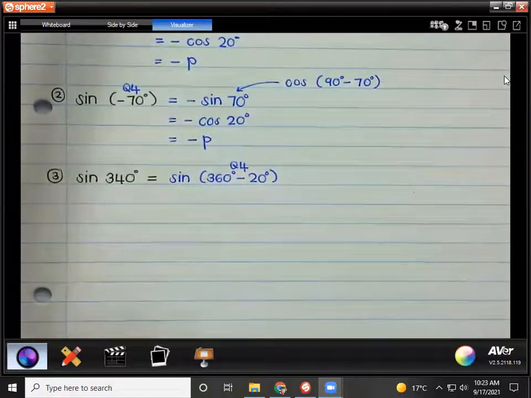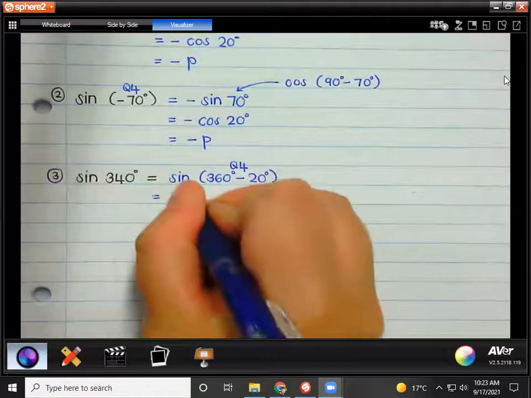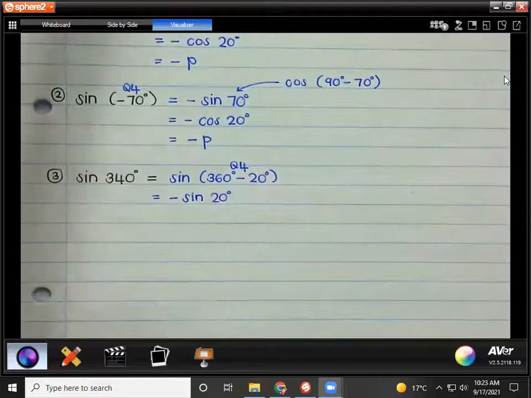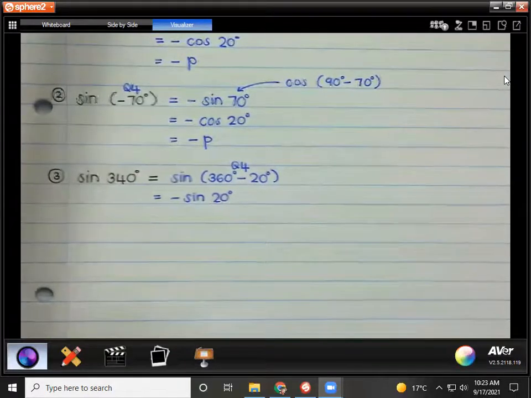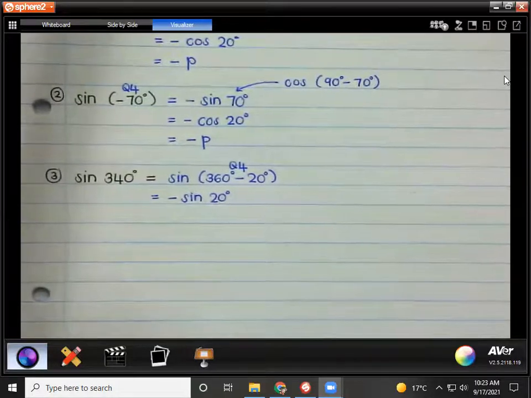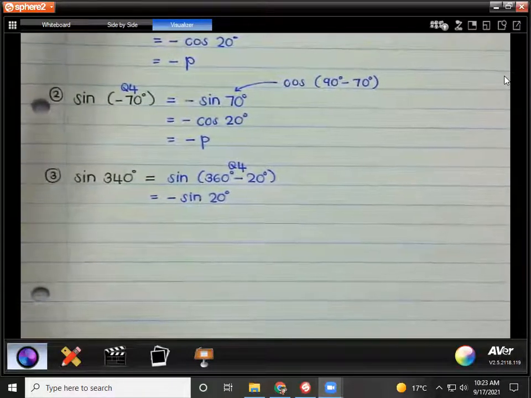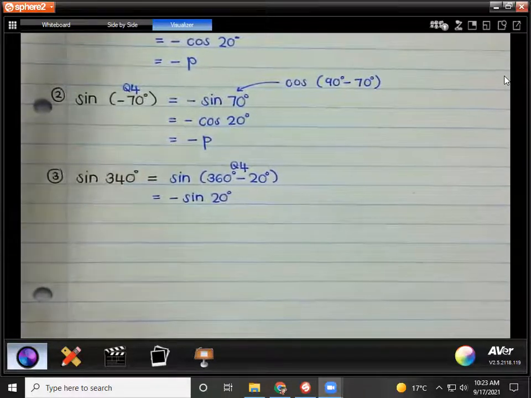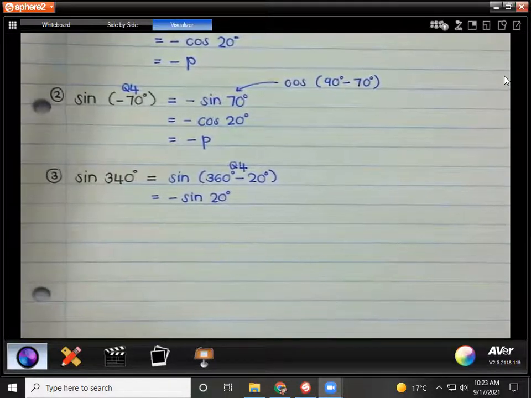What is sine in the fourth quadrant? Negative sine 20. Now this is a bit problematic because they told me what cos 20 is. They didn't tell me what sine 20 is. Will it be the same thing? Is cos 30 equal to sine 30? No. So now, guys, we're actually going to have to draw a triangle.